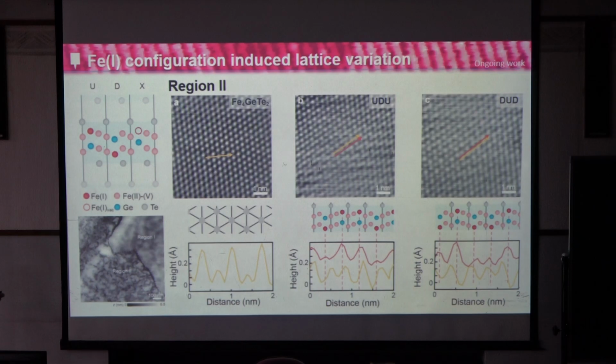The first is the global iron vacancy, which gives a very clear one-by-one pattern. The second and the third are due to the up, down, and down, up, down, up, down stacking periods, and result in the structural root-three pattern. So it's confirmed that this is the Fe1 configuration in this material.